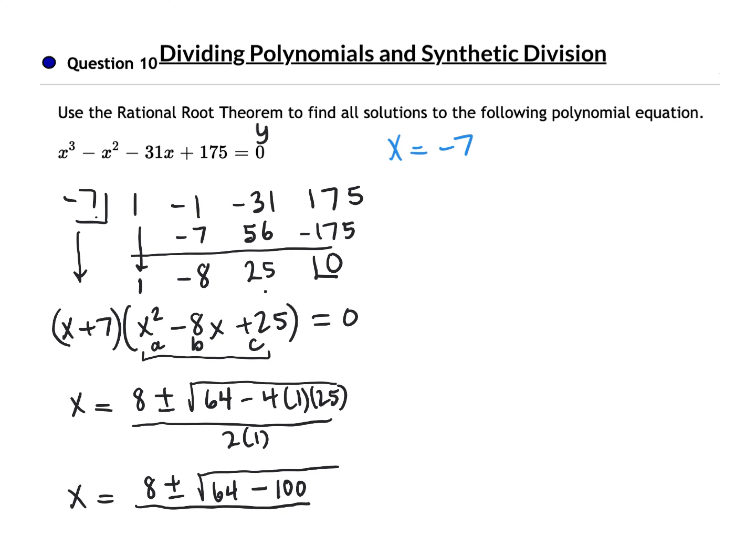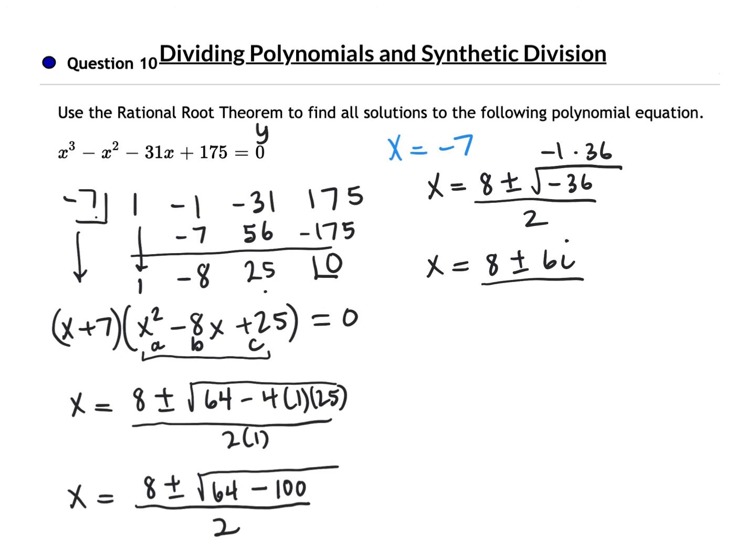It's going to be negative. So we get 2 complex answers, 2 imaginary answers. X equals 8 plus or minus the square root of negative 36 all over 2. X equals, and this is negative 1 times 36, so it'd be 8 plus or minus. The negative 1 comes out as an i, and the 36 as a 6, 6i over 2.